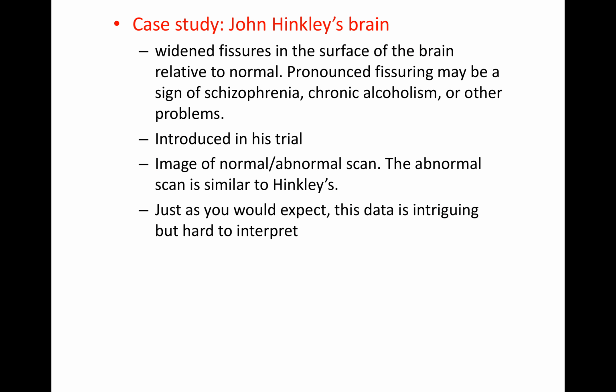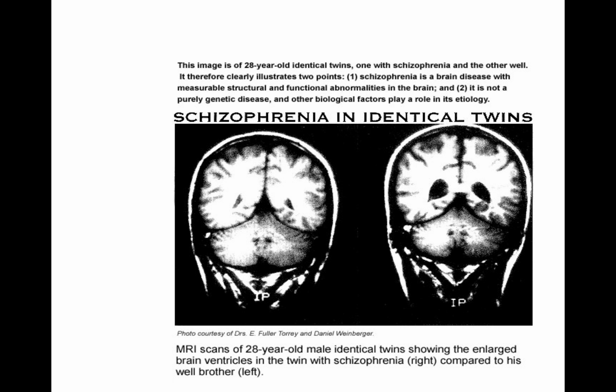When we take a look at his brain, you'll see that there are widened fissures in the surface of the brain. In other words, where we usually see kind of rolls of tissue, in between those rolls of tissue, the spaces are larger than you would expect. We see that kind of what's called fissuring as a sign of schizophrenia, alcoholism, other problems. And this was something that was actually introduced in his trial as evidence of an abnormal brain. There's an image of a normal versus abnormal scan, and the abnormal one is really similar to Hinkley's. And it can be kind of hard to interpret.